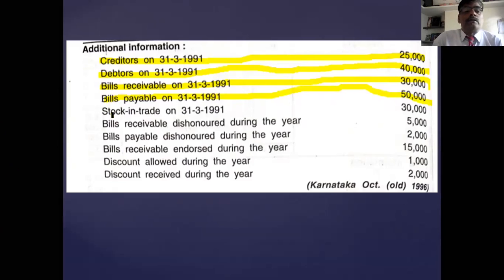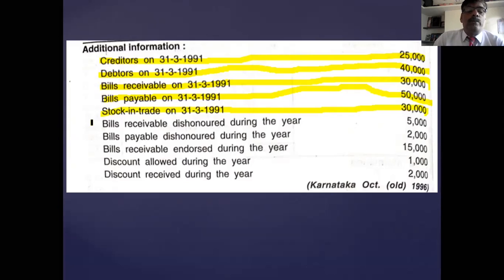Okay. Then stock in trade goes to balance, trading account credit side first. Closing stock goes to trading account credit side first, then goes to balance sheet.